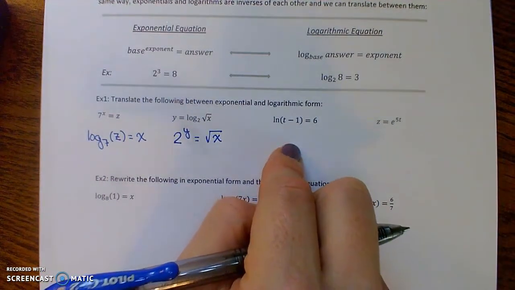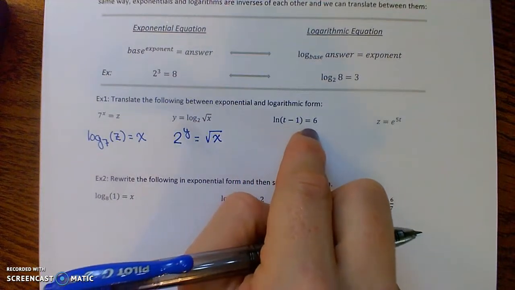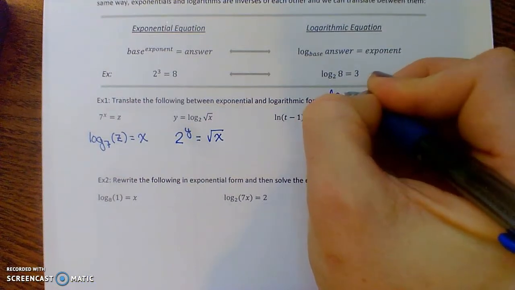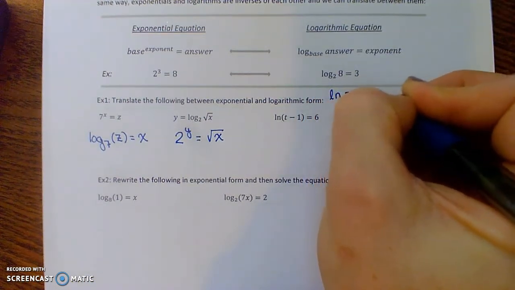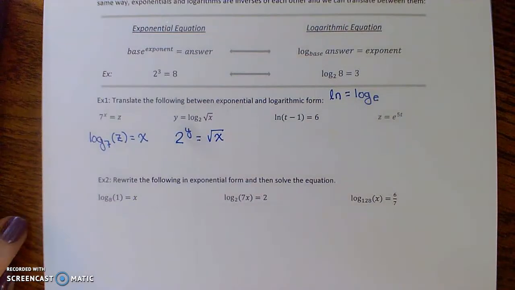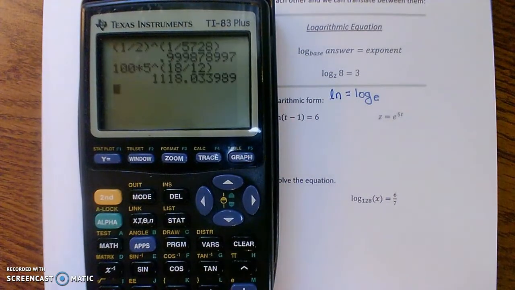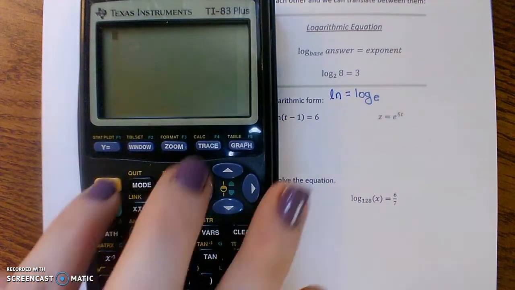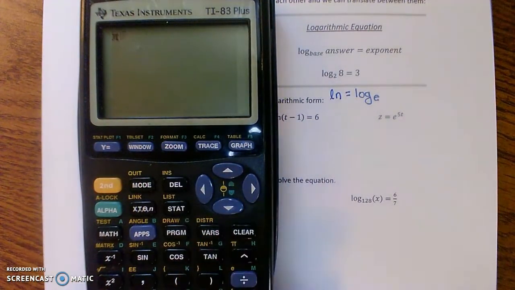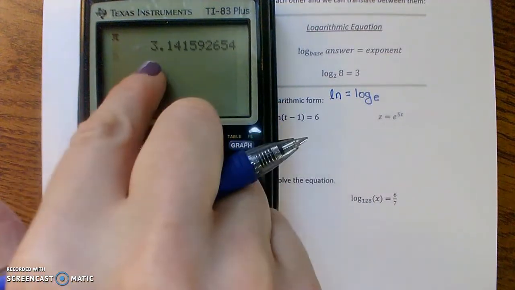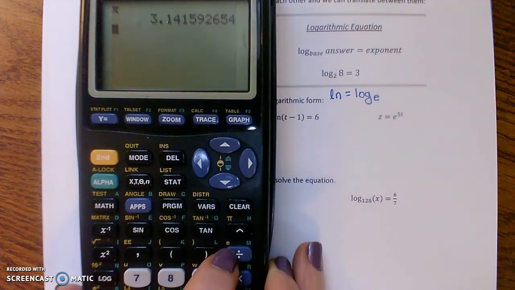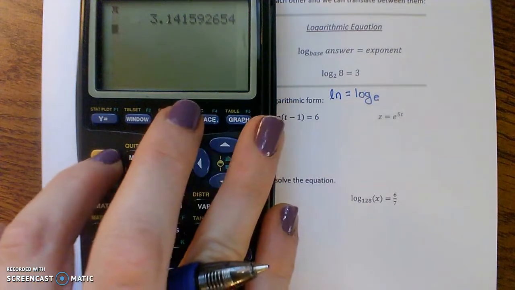Let's convert this one: natural log of t minus 1 equals 6. We have to know what ln means. ln means log base e, where e is the exponential number. Let's take a look on our calculator. e is a number in the same way that pi is a number. If you hit pi on your calculator, it'll give you a decimal approximation, 3.141592654. In the same way, the letter e is what we use to represent the exponential number.